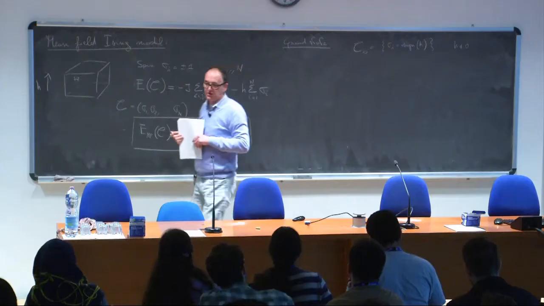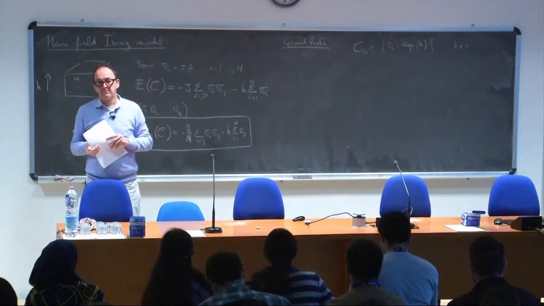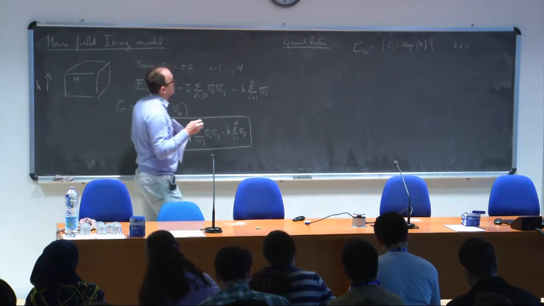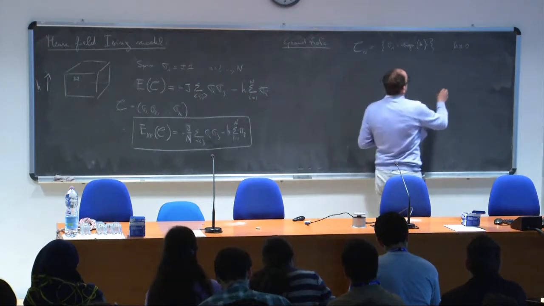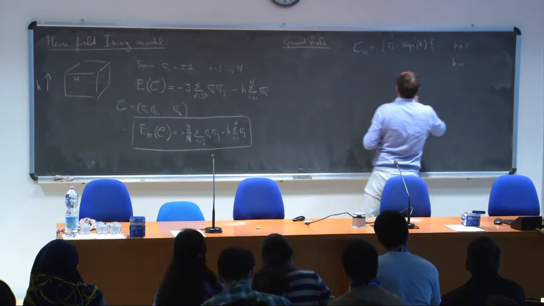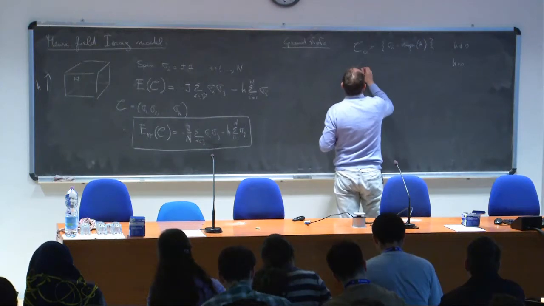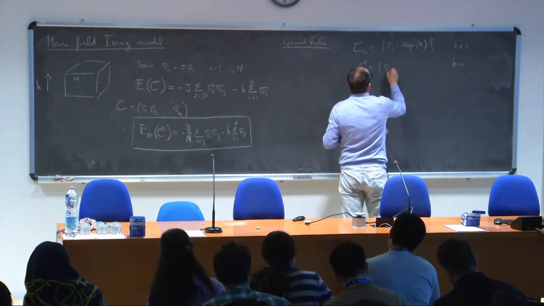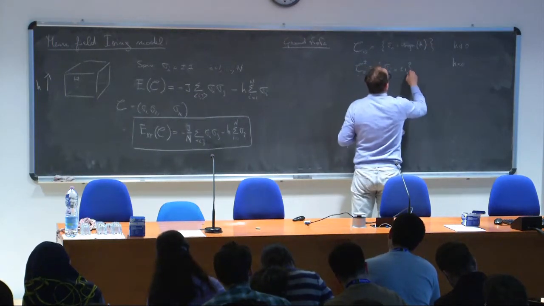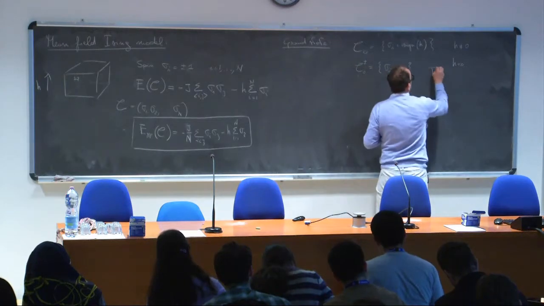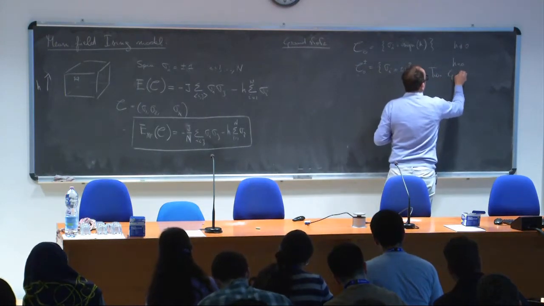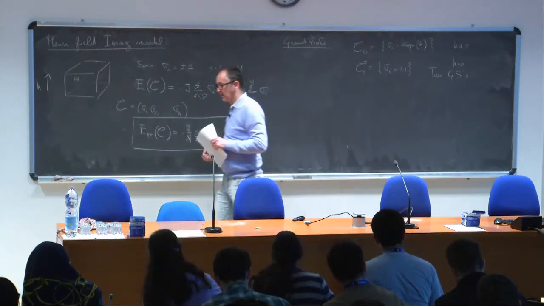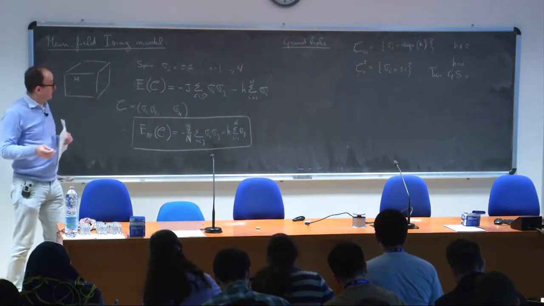And what happens if H is equal to 0? Then I have 2 ground states, okay? For H equal to 0, both the configurations, plus and minus, are both ground states. So there are 2 ground states. Okay?